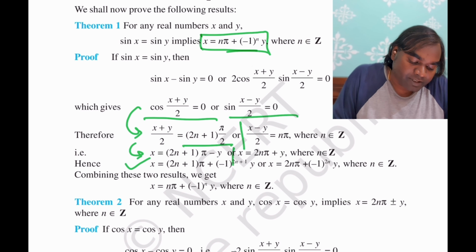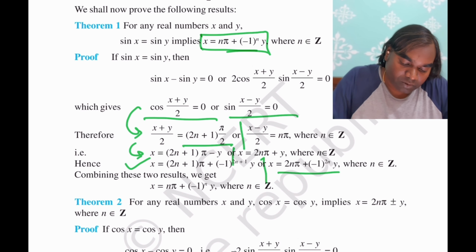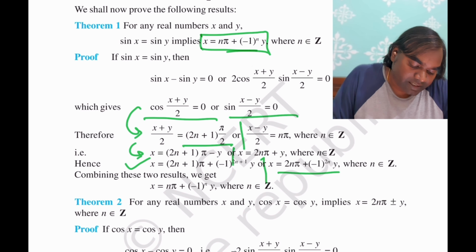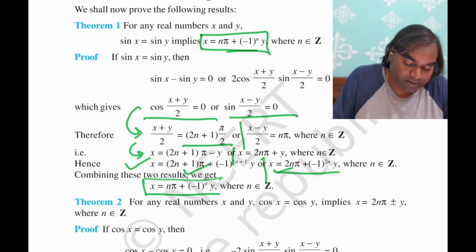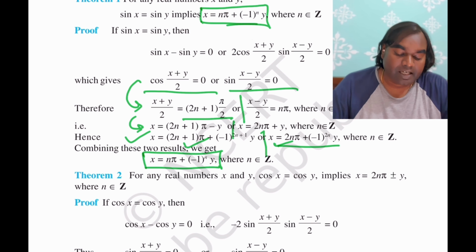So ultimately we get x is equal to (2n plus 1) pi plus (minus 1) to the power (2n plus 1) y, or x is equal to 2n pi plus (minus 1) to the power 2n y. You can check that for n equal to 1, 2, 3, this relation is valid. So combining these two relations, we can write n pi plus (minus 1) to the power n y. Okay, so these are the generalized solutions.